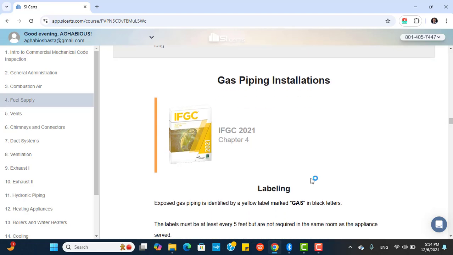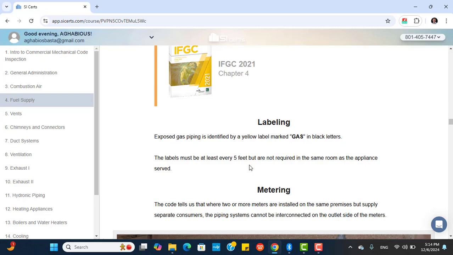Gas piping installation. This is International Fuel Gas Code 2021, Chapter 4. Labeling. Exposed gas piping is identified by a yellow label marked gas in black letters. The label must be at least every 5 feet, but is not required in the same room as the appliance served.